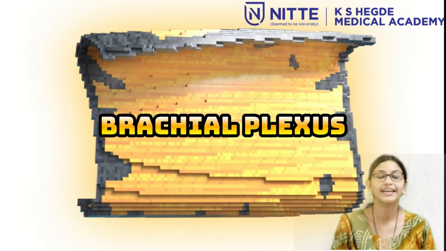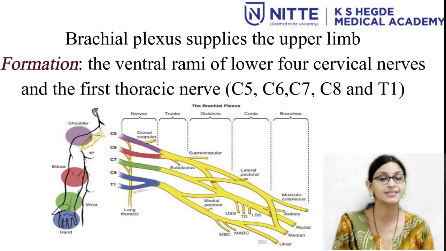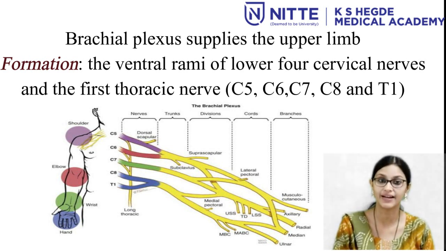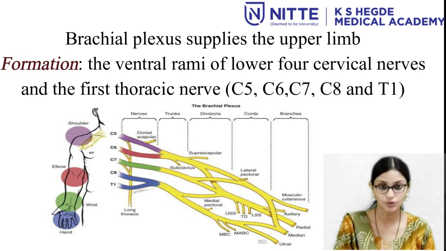Hello, in this video I am going to talk about the brachial plexus. The brachial plexus supplies the upper limb and is formed by the ventral rami of the lower four cervical nerves and the first thoracic nerve. So it is contributed by the C5, C6, C7, C8 and T1 roots.